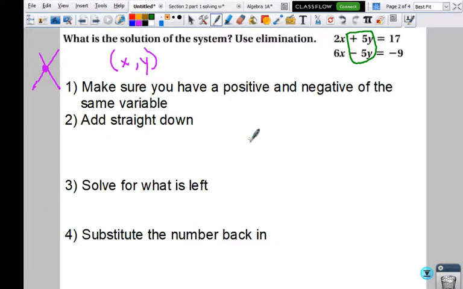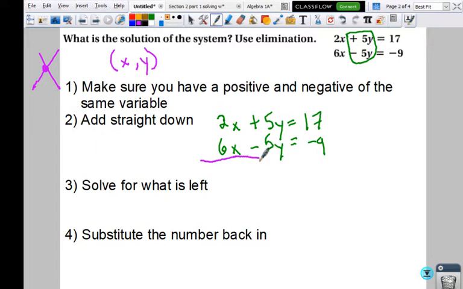I'm just going to rewrite it so you can see it a little bit better. So I'm going to write 2x plus 5y equals 17, just rewriting it so I have some extra space. And then 6x minus 5y equals negative 9. My first step is to make sure I have the positive and negative. I got a positive 5y, I got a negative 5y, that's good.